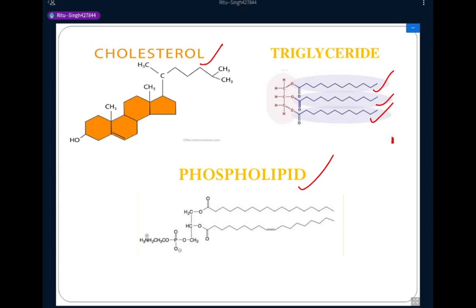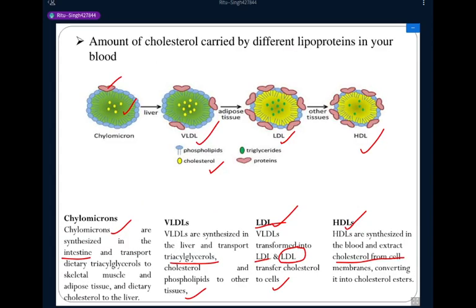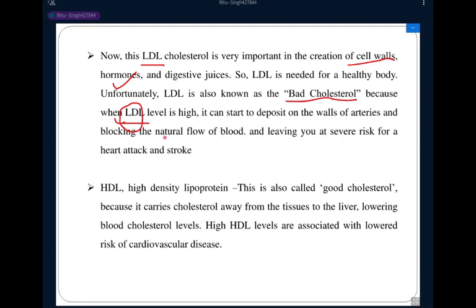This deposition into the wall of the arteries blocks the natural flow of blood and leaves you at severe risk for heart attack and stroke. So it may cause many cardiovascular diseases when lipids are deposited into the artery wall, basically in the form of low density lipoprotein. Low density lipoprotein cholesterol is very important in normal functioning, in the creation of cell walls, hormones and digestive juice.